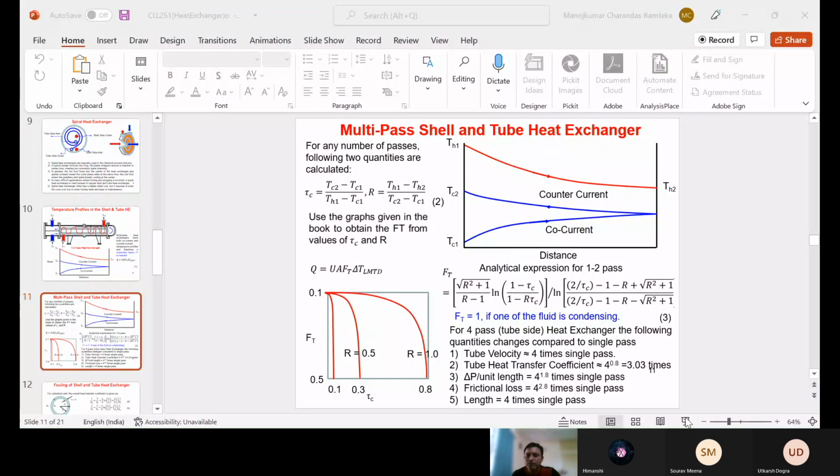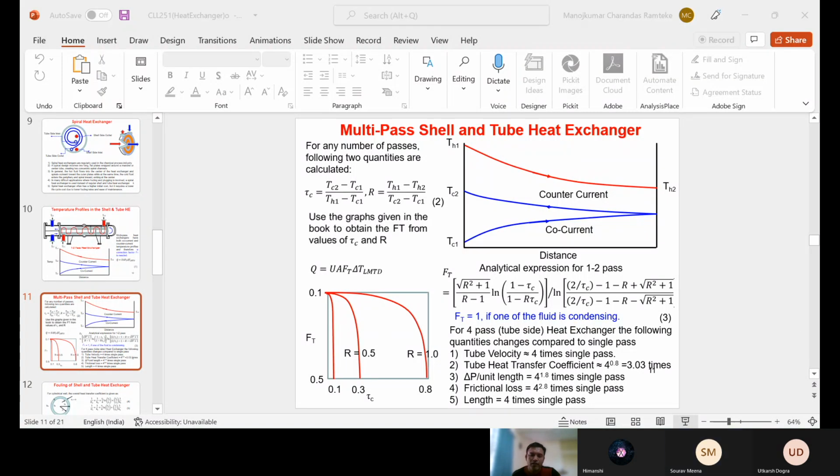Another interesting, is my slides visible or did I lose it? Not visible. Hello? Hello? Is my slides visible or... No, sir, not visible. Not visible? Acha. Just a minute. Is it visible now?